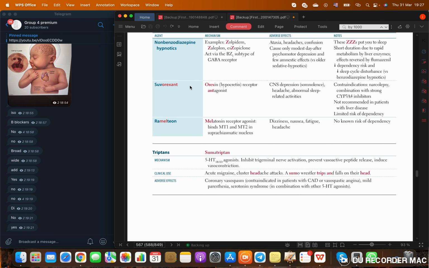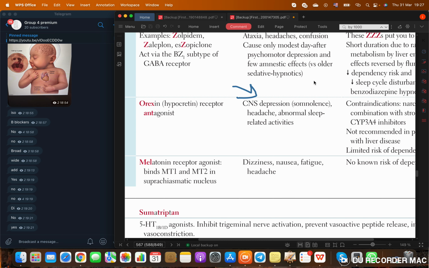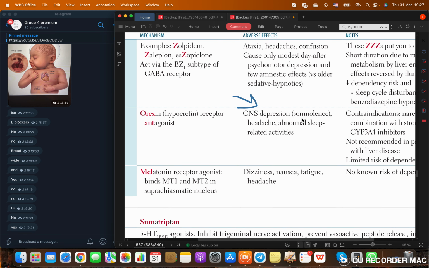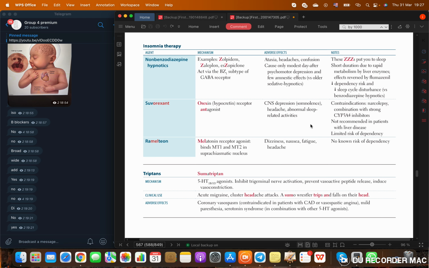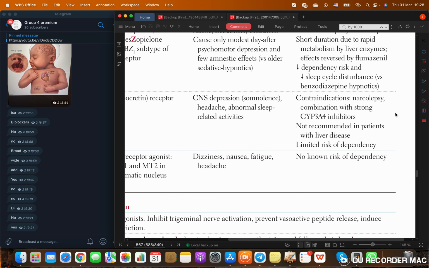They discovered that in narcolepsy it's decreased, so they said, what if we decrease it ourselves? The patient will become more sleepy. Exactly. So they give an inhibitor called suvorexant, which leads to CNS depression, basically makes you sleepy. And that's the point. That's why you give it. You want a patient to be sleepy. Side effects are headache and abnormal sleep-related activities. What do I mean by that? Guys, they start to sleepwalk.